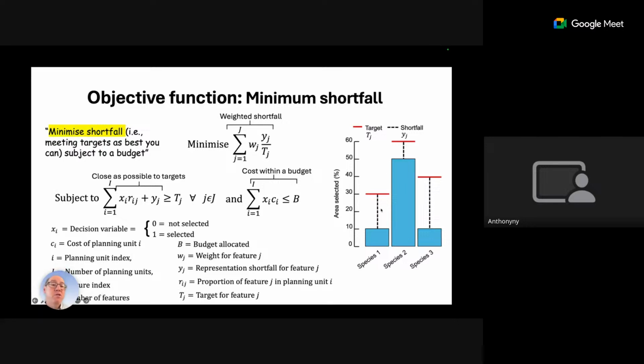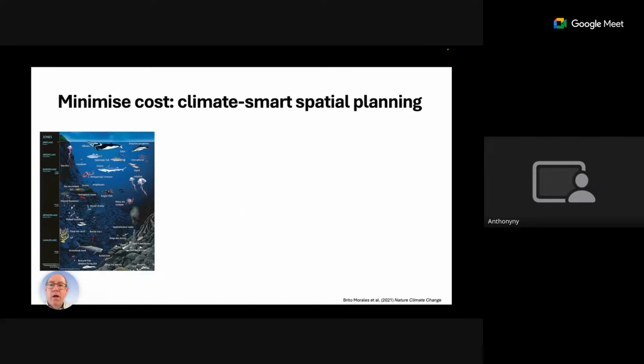And so that's what this is doing here. So you often end up with a shortfall from the targets if the budget is too small, if the cost is too small. And so these are different objective functions that we can use and put into Prioritizer and R and run them.